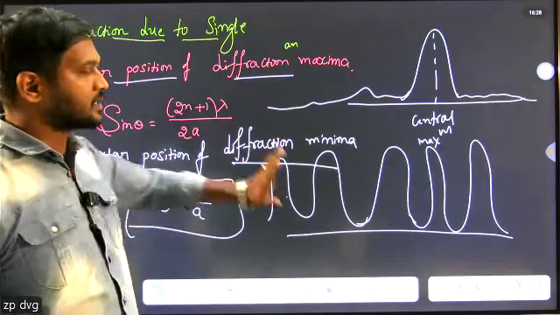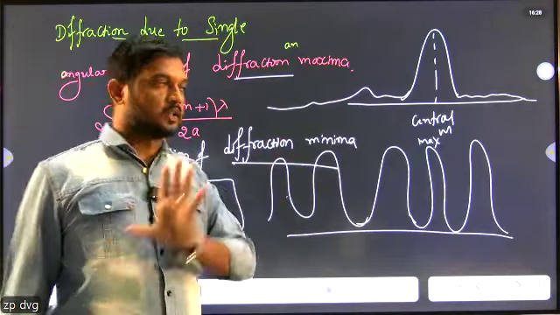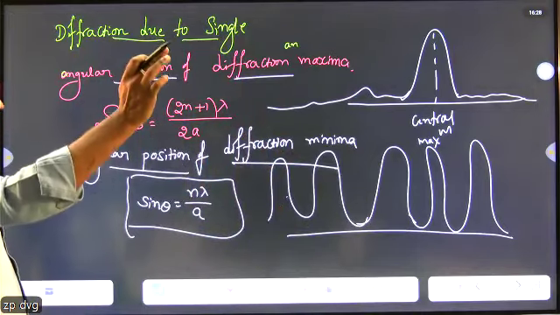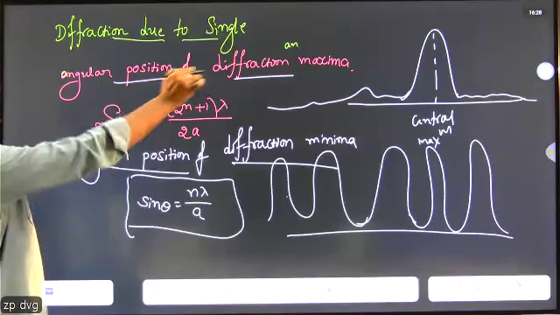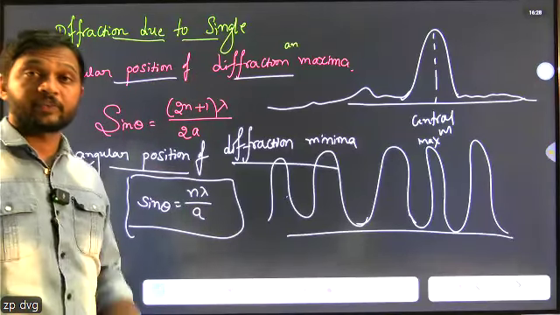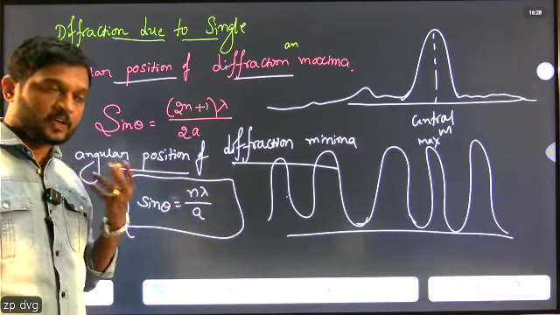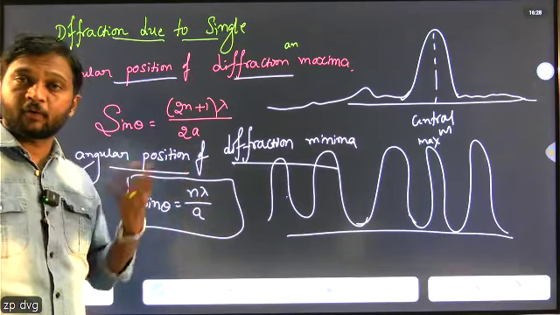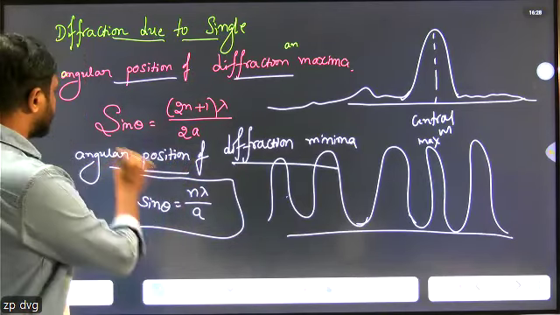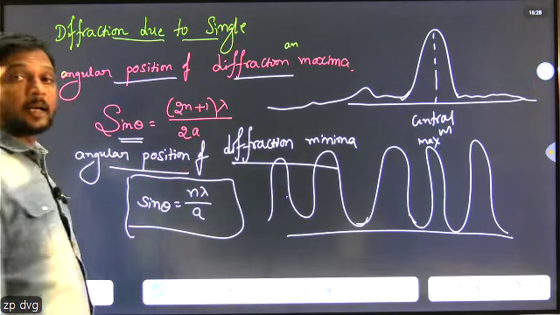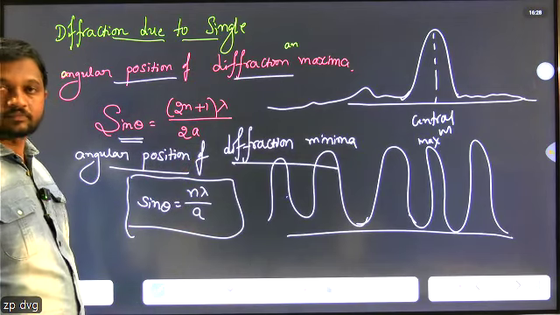So just this is a small introduction about interference and diffraction. And keep in mind, once again I repeat, the angular position of diffraction maxima. To calculate secondary maxima, first maxima, first minima, second minima, fourth maxima, fourth minima, we can calculate using this formula, sin theta equals (2n plus 1) lambda divided by 2a.